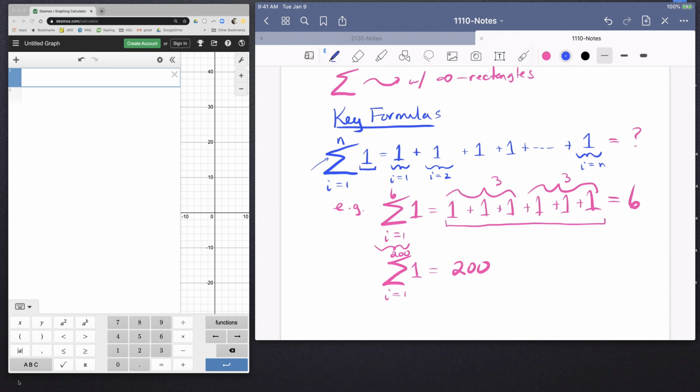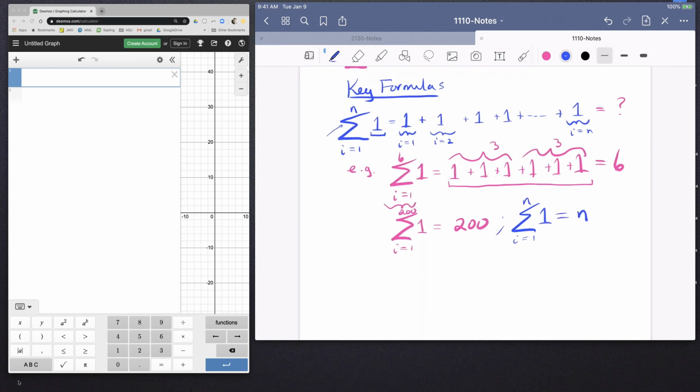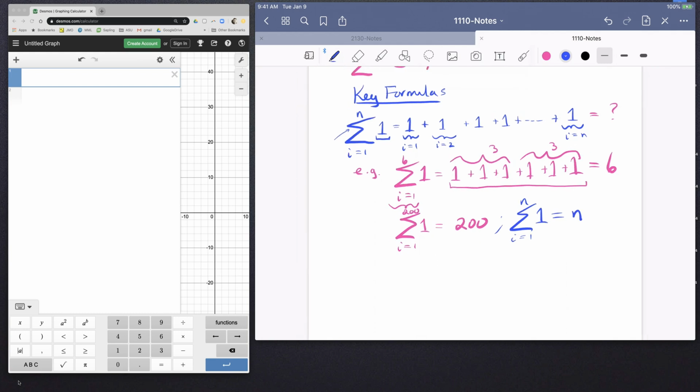So in general, we have that the summation from i going 1 to n of the number 1 is equal to n, for however many ones you had. Another key formula that we have is this situation. If you have the number 1 plus 2 plus 3 plus 4, what does that add up to? You could see that by adding them separately, 3 plus 3 is 6, plus 4 is 7... so that should add up to 10.